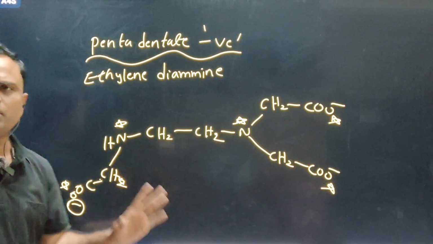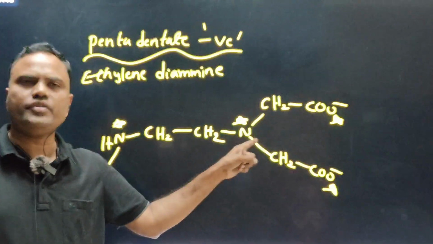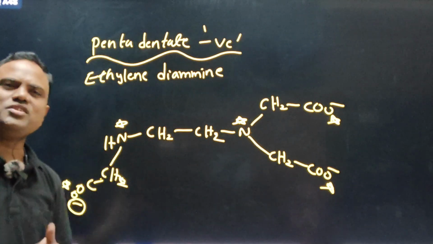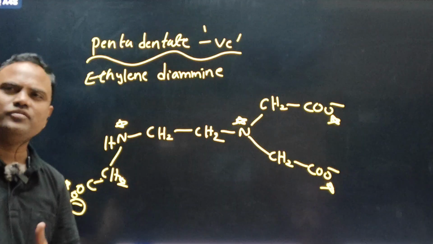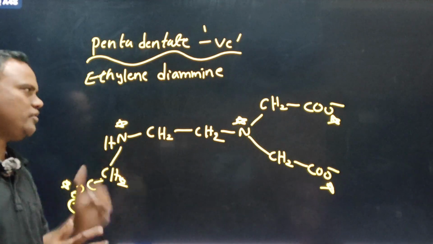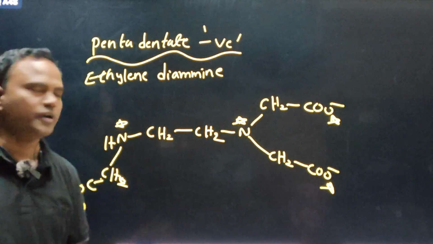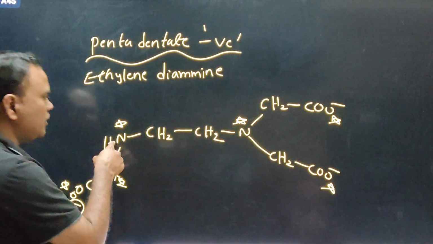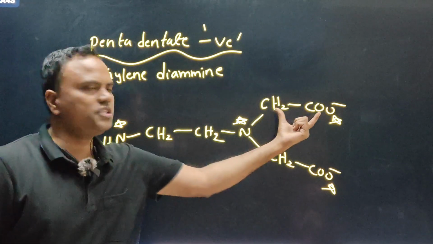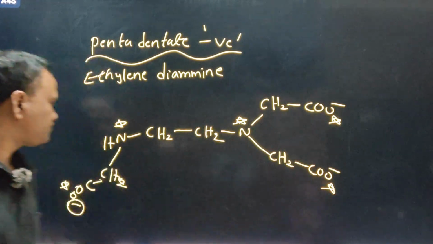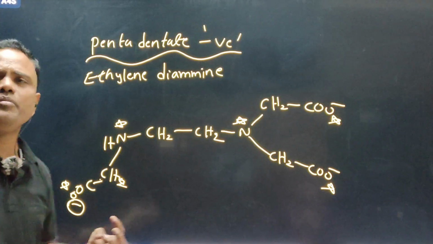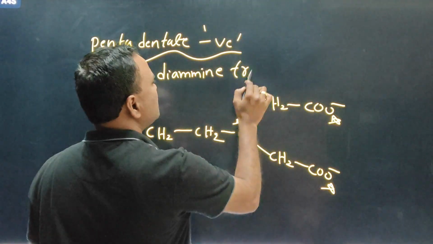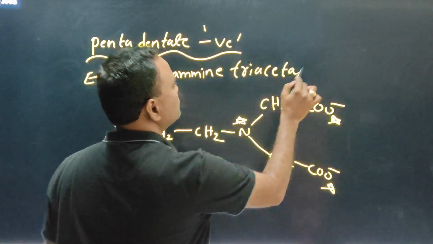Right. Now you tell me, on this nitrogen we removed 2 hydrogens. On this nitrogen we removed only 1 hydrogen. 1 hydrogen is present or not? Remember that point. Now coming to the name. Ethylene diamine. This is one acetate. How many acetate groups are there? 3. Ethylene diamine triacetato.